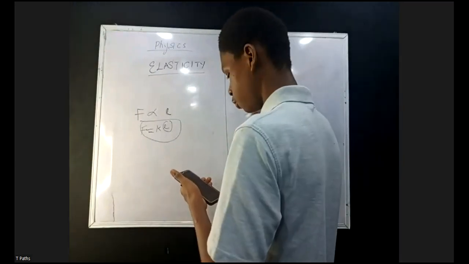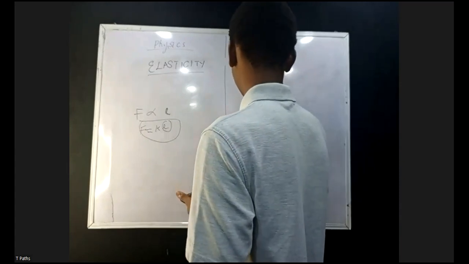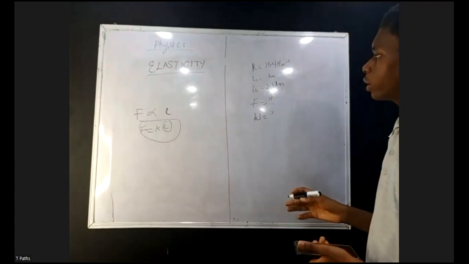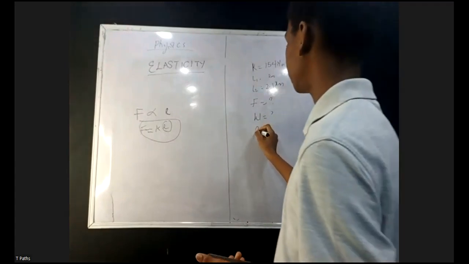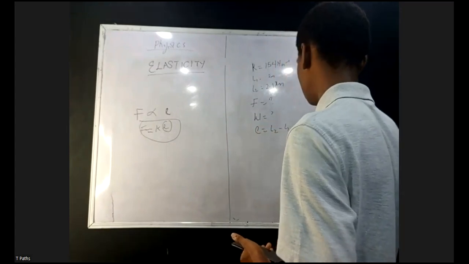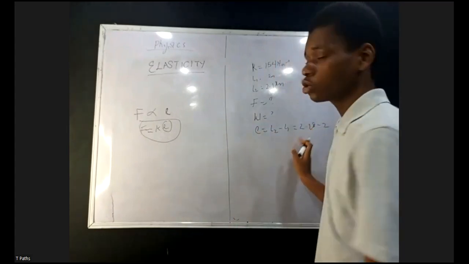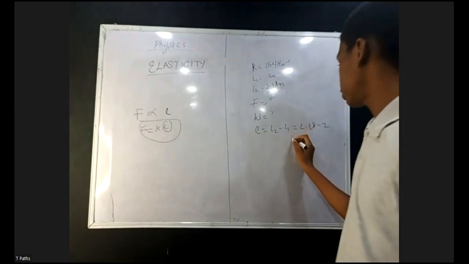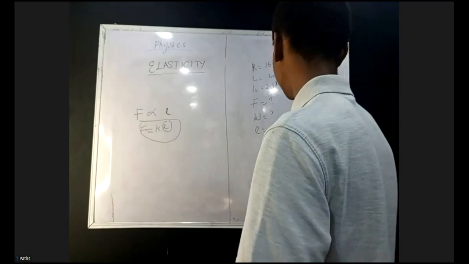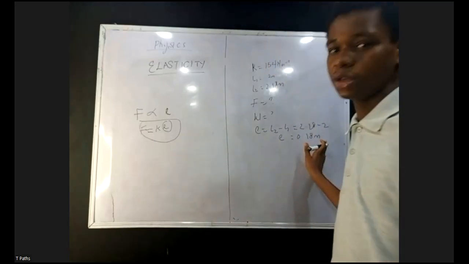So now, after being stretched, the work done in an elastic material. They asked me to find the work done. I don't know the work done. So what I'm going to do here is, first of all, I want to find the extension. The extension is L2 minus L1, which is 2.18 minus 2. All right, so I'm going to subtract 2 from 2.18, which is going to give me 0.18 meter. So my extension here now becomes 0.18 meter. I think you guys are with me.